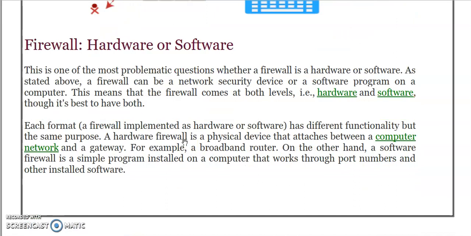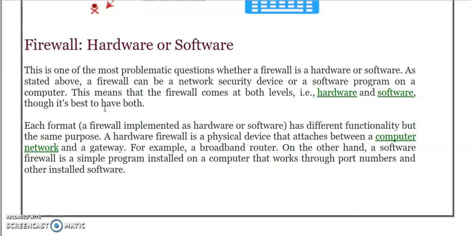So, is a firewall hardware or software? It could be hardware or software, as I mentioned above. This is one of the most problematic questions. A firewall can be a network security device or a software program on a computer. This means that a firewall comes at both levels, hardware and software, and it is best to have both. We can have a firewall using a device, or software loaded into our computer can also work as a firewall.